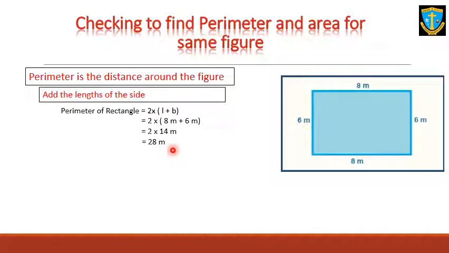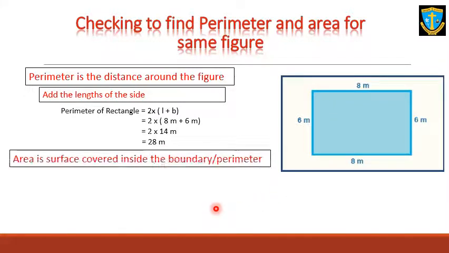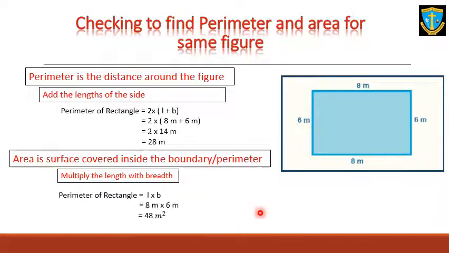Now let's see how to find the area of the same figure. Area we know is the surface covered inside the boundary or the perimeter. Perimeter is just this boundary, but area is what is inside. And how do we do it? Multiply the length with the breadth for this rectangle. So area of the rectangle will be length multiplied by breadth. Just substitute the values of length and breadth. Length is 8 meters by 6 meters. 8 sixes are 48. Meters into meters become meters square. Double only for area.